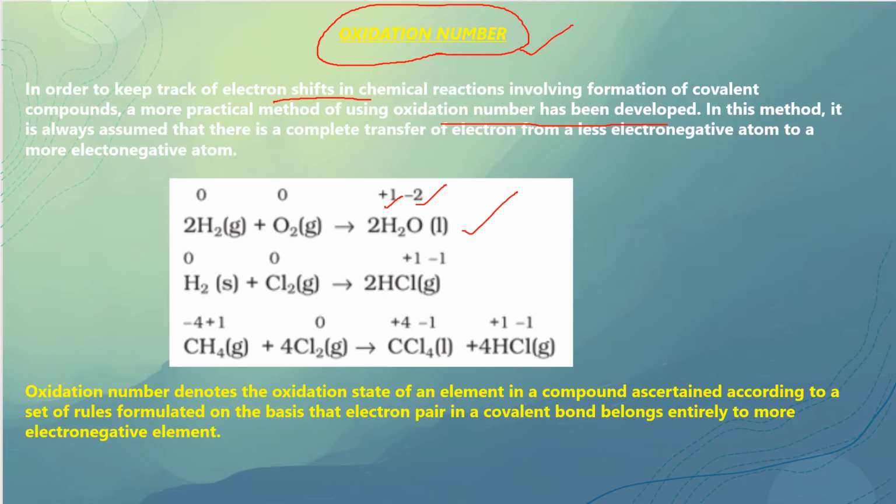When hydrogen reacts with chlorine, again +1 and -1 for H and Cl respectively. Same way for methane. We know that carbon is more electronegative than hydrogen, so it has to be -4 for carbon and +1 for hydrogen. Now, how has this -4 come? We are comparing carbon with hydrogen. Hydrogen is less electronegative than carbon, so it has to be +1. Each hydrogen +1. There are 4 hydrogens.